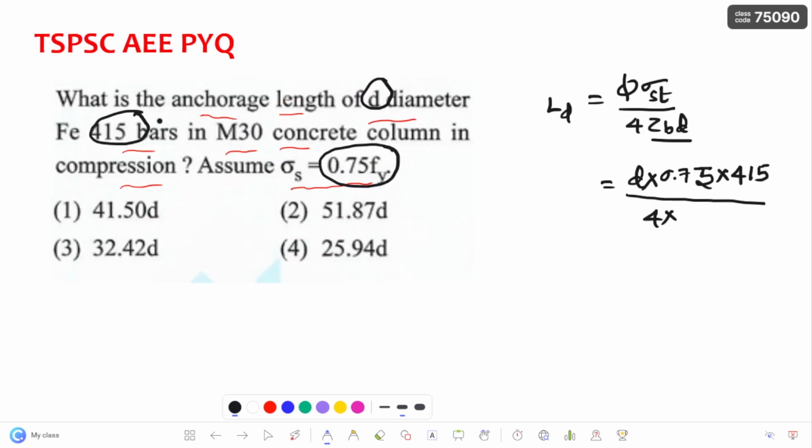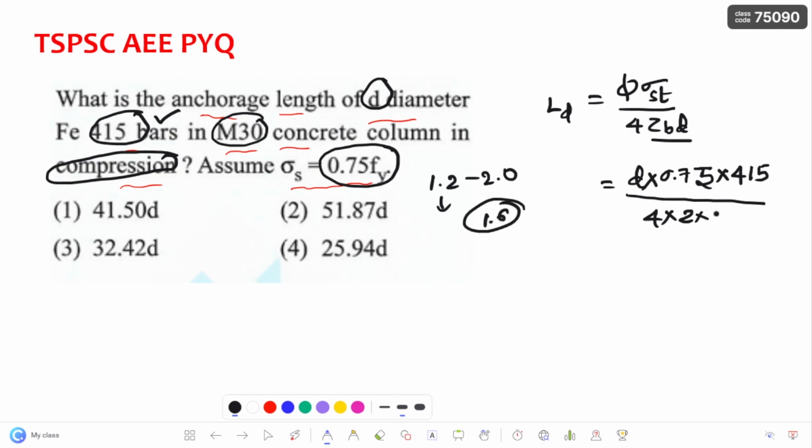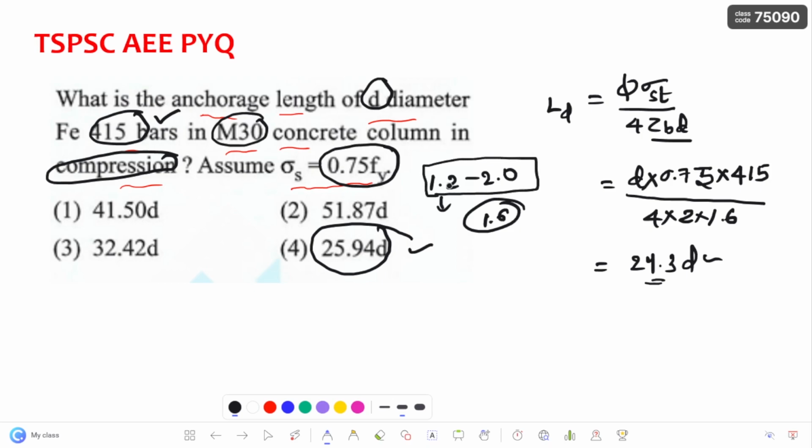Here also in this question they are using Fe415 bars, meaning HYSD bars, and the compression is given in the question. That means 1.6 into 1.25, which is approximately equal to 2, into the tau bd value. Here the grade of concrete is M30. I already explained the range, between 1.2 and 2.0 roughly: M20 is 1.2, M25 is 1.4, M30 is 1.6. Now the tau bd value is 1.6. If you solve this, you will get approximately 24.3 D. The nearby option available is 25.94 D. You may not get the exact answer, but you can get the nearby option. That's why I am asking you to remember this range roughly, so that you can get the nearby option given in the question. Okay.